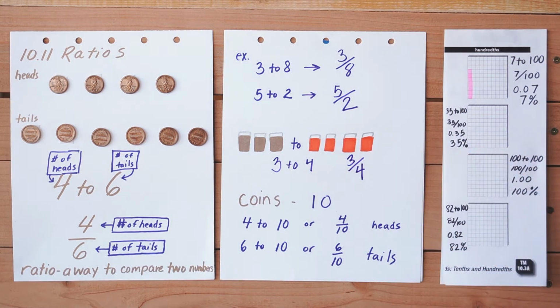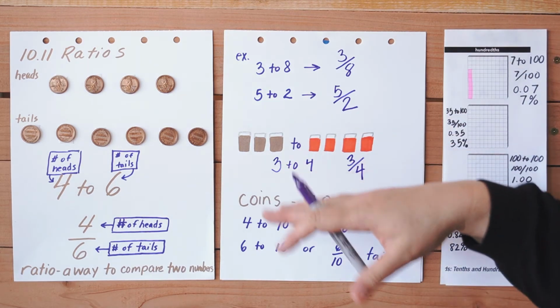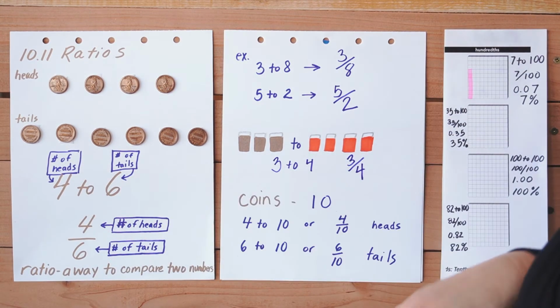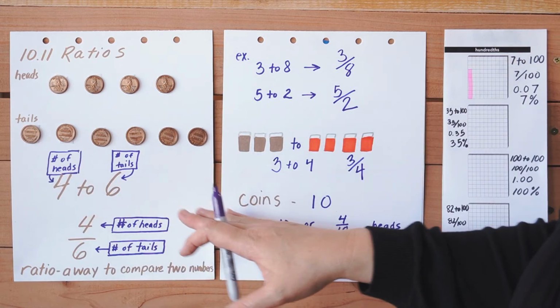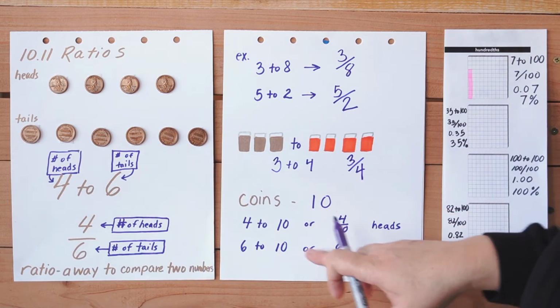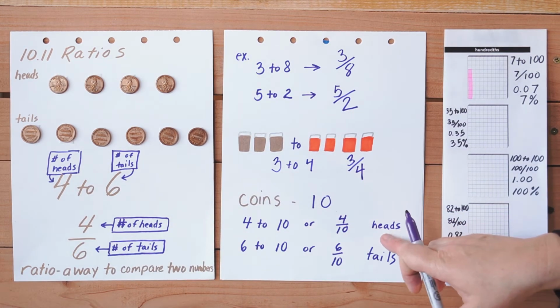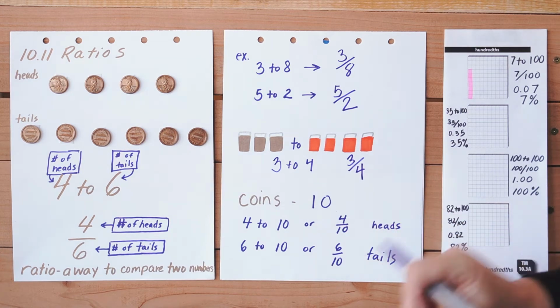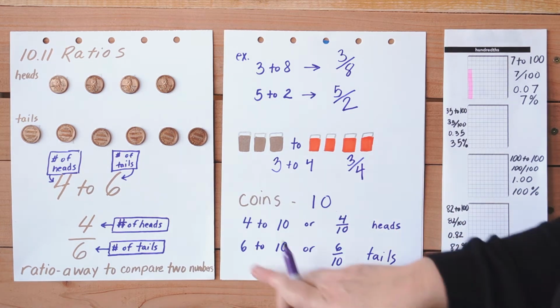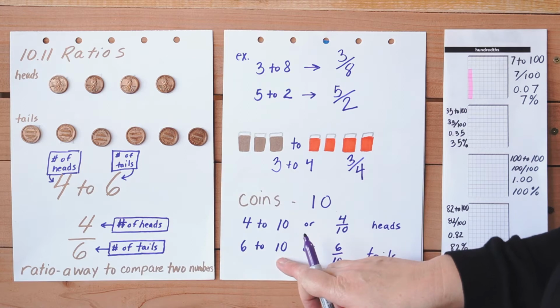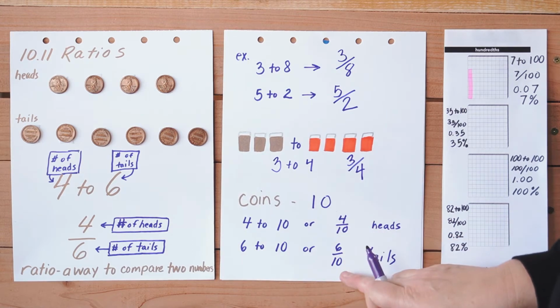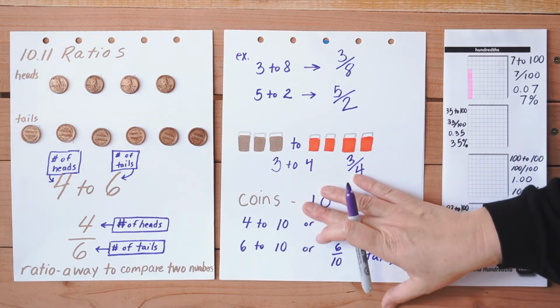over 4. But let's go back to the coins, and instead of saying it's 4 to 6, now let's compare the total amount of coins. We have 10 coins, so we have 4 to 10 heads, 4 over 10, or we can have 6 tails, so we can say it's 6 to 10, or we can say that we have 6 tenths.